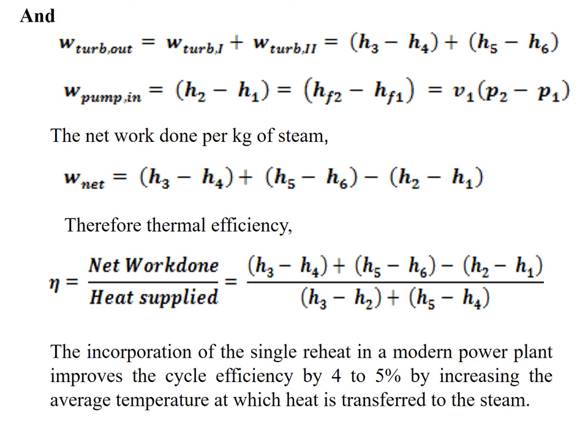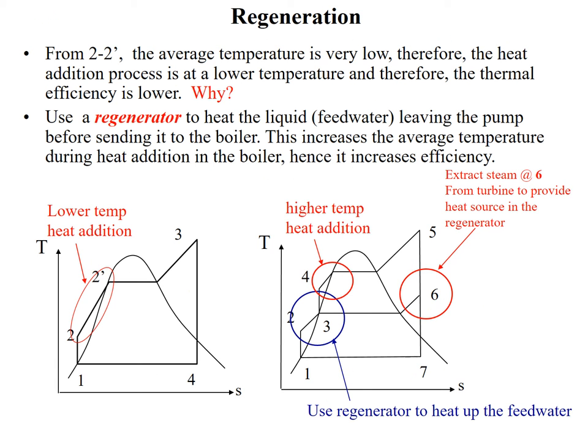Next, the net work is the turbine work minus the pump work, and you get the net work done, divided by the heat supply. Heat supply will be of two types: one is the boiler heat supply plus the reheat heat supply. So the incorporation of a single reheat in a modern power plant improves the efficiency by 4 to 5% by increasing the average temperature.